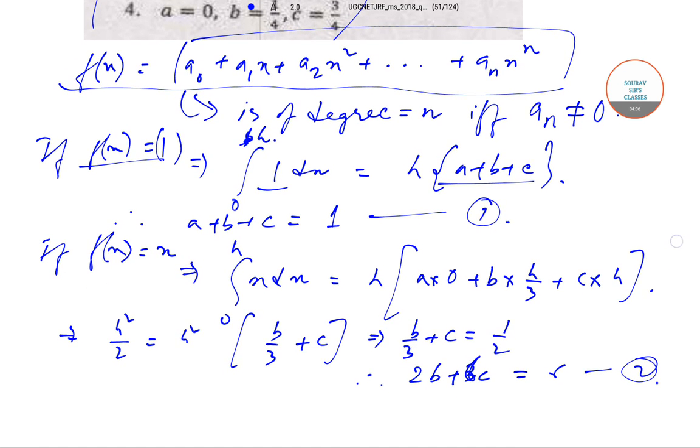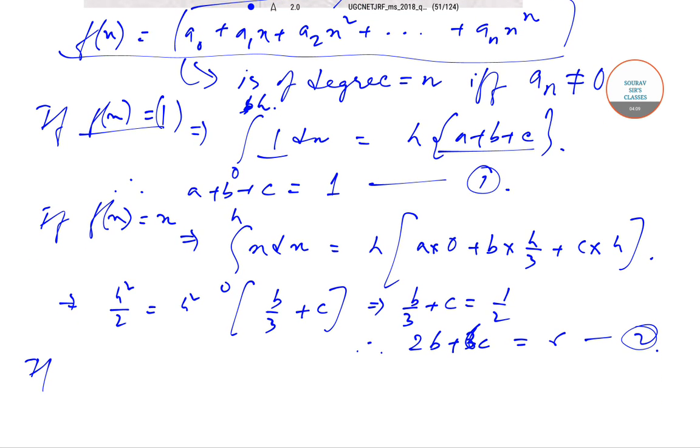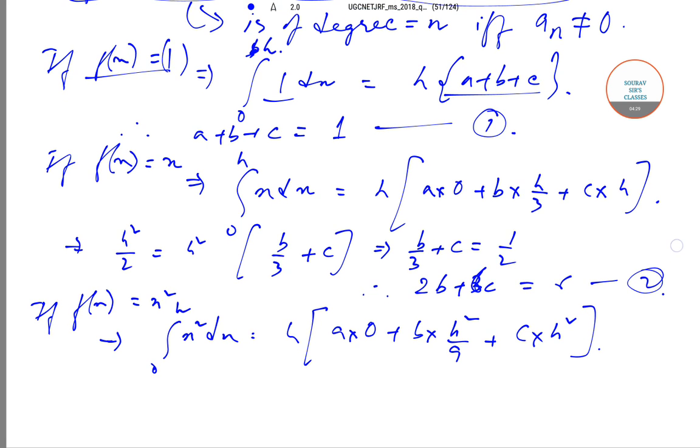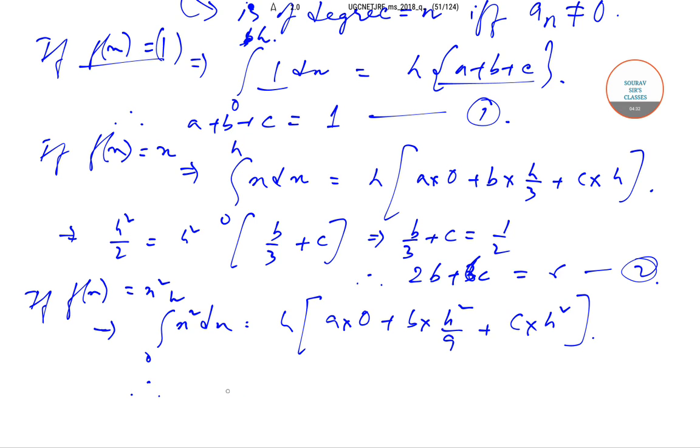Now we'll take f of x is equal to x square. Now if f of x is equal to x square, this will give us integration 0 to h x square dx is equal to h into a into 0 plus b into h square by 9 plus c into h square. Upon solving it, we'll get the equation b plus 9c is equal to 3, which is equation 3. So we have three values to find out, a, b, c, and we have 3 equations.